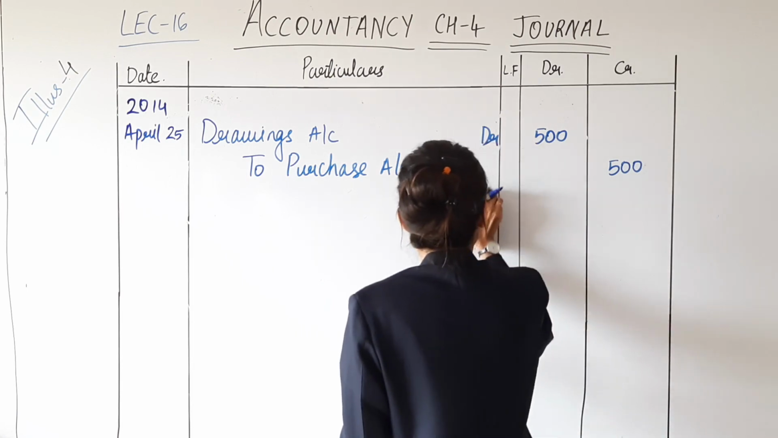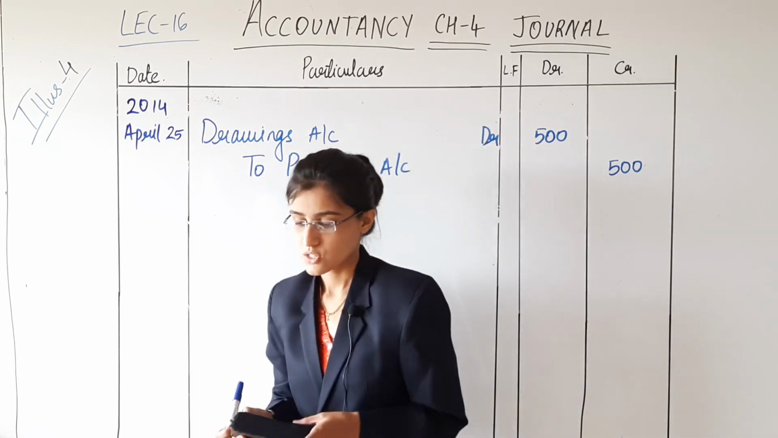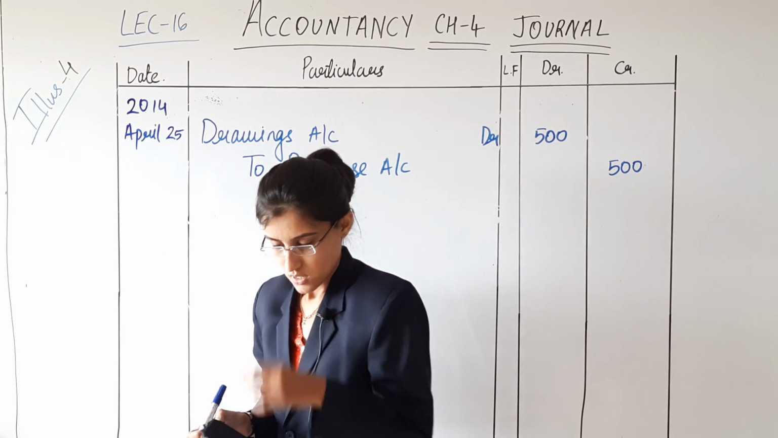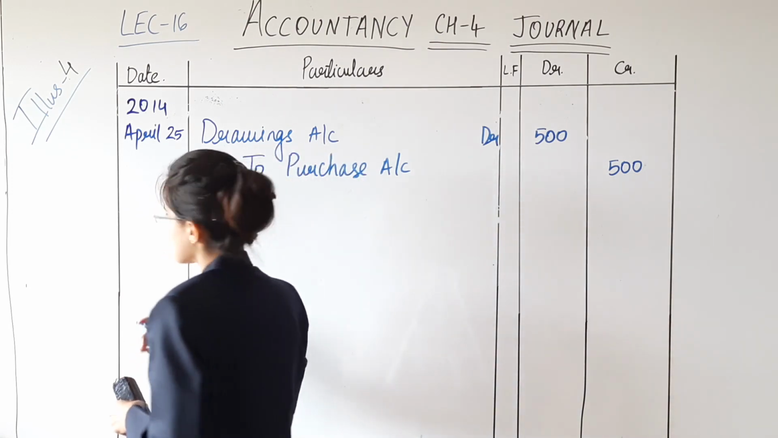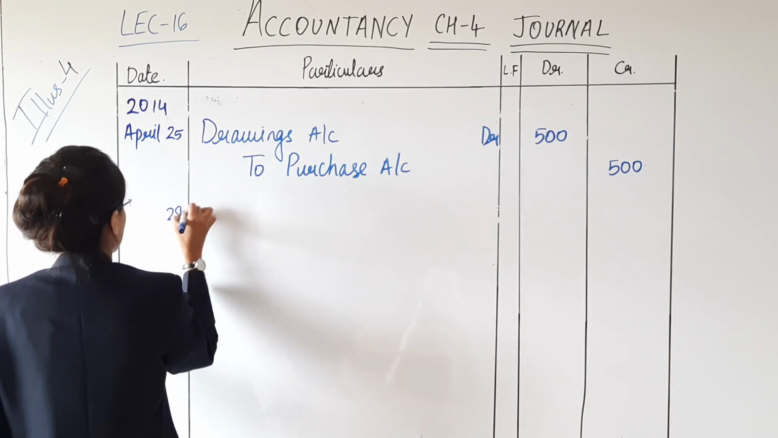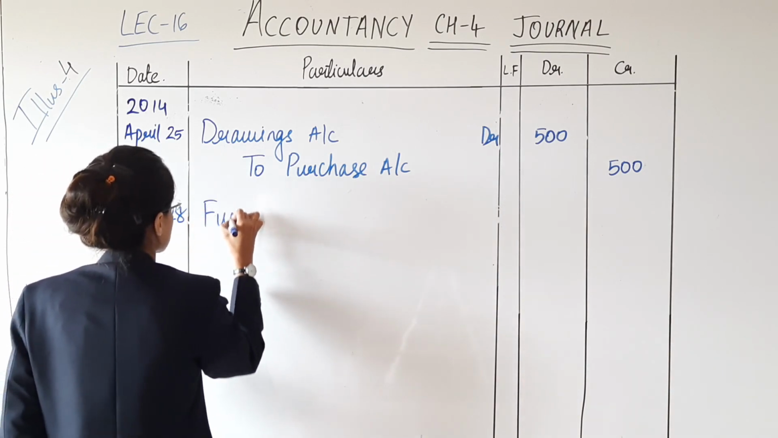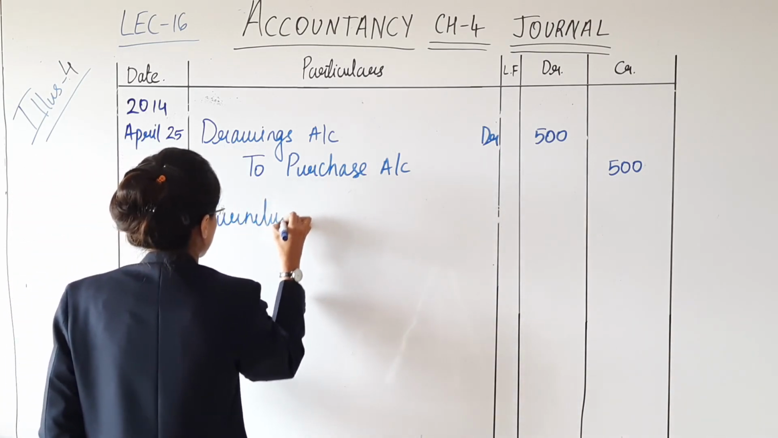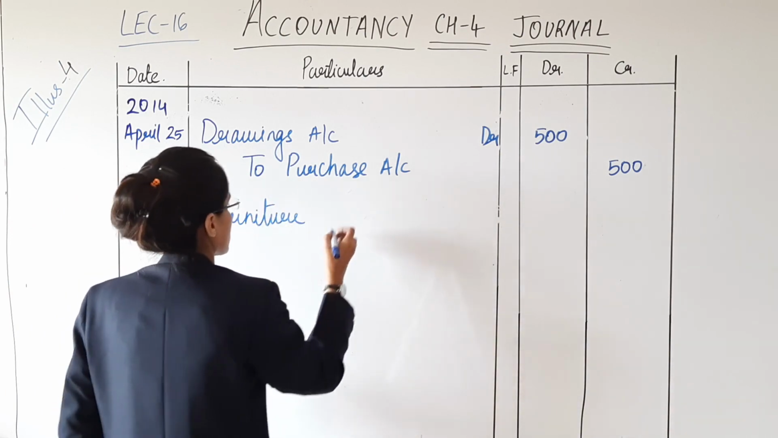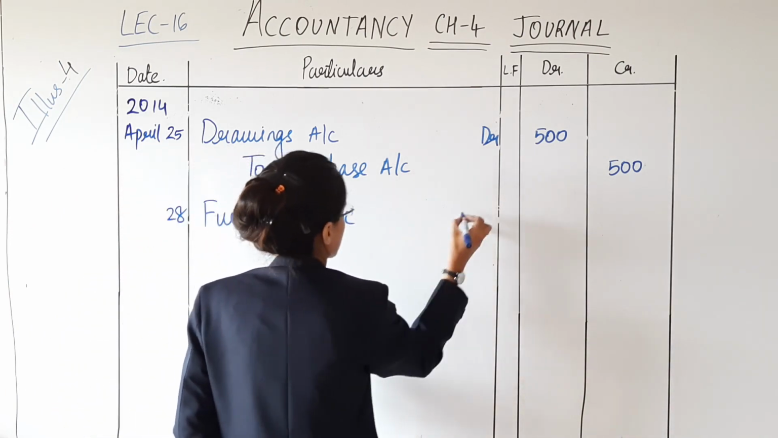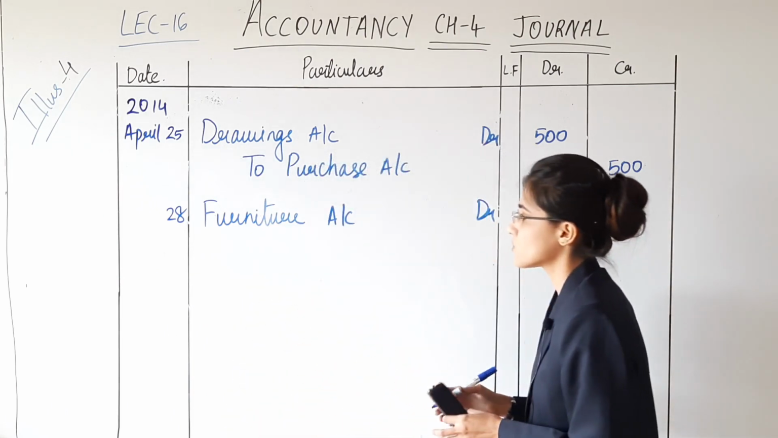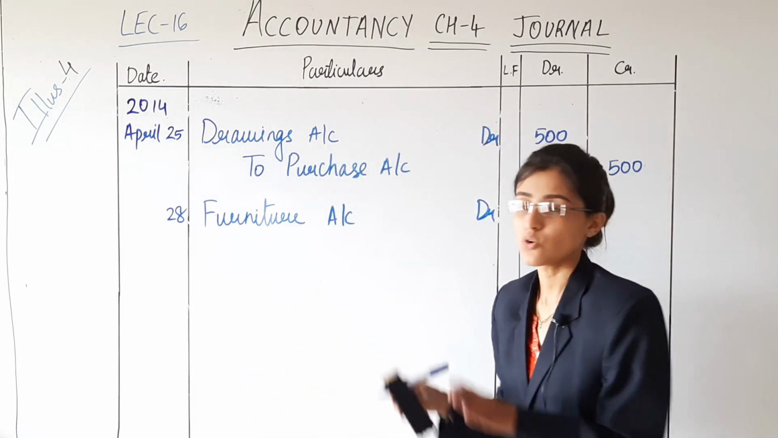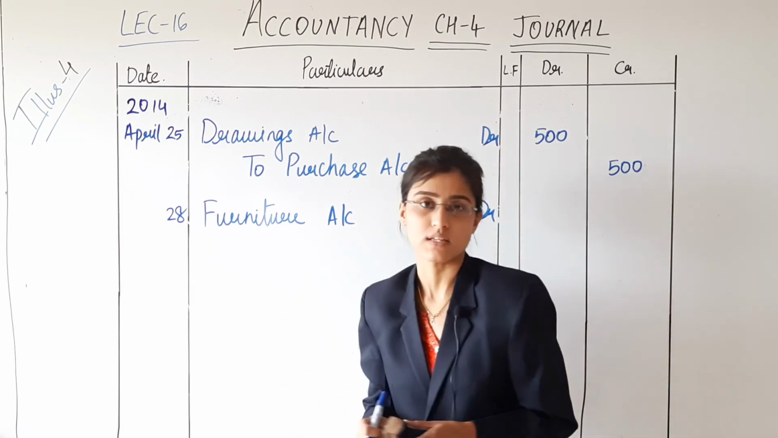Alright. Then the next transaction on 28th of April, furniture of rupees 3,000. Firstly, furniture is an asset. Asset is always having a debit balance. If you are purchasing an asset, you cannot write purchase account. You always have to write down the name of the asset.